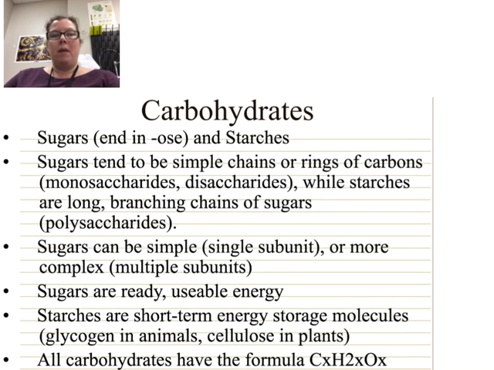The first family of biochemicals is the carbohydrates, and first of all, carbohydrates are the sugars and the starches. You can always tell on a food label that some of the foods are sugars because they're going to end in OSE. So if you see galactose on a label, that means you're dealing with a sugar.